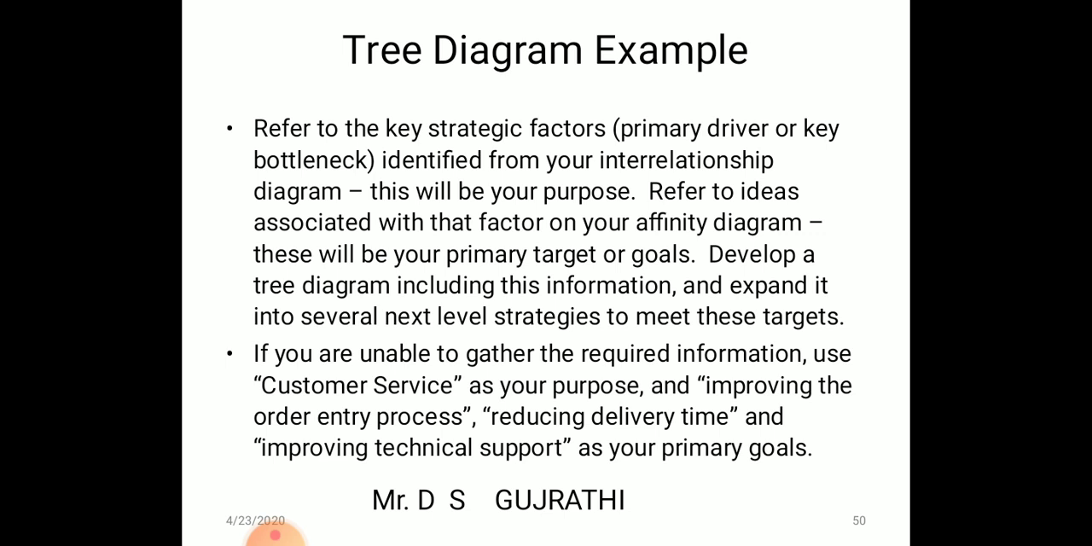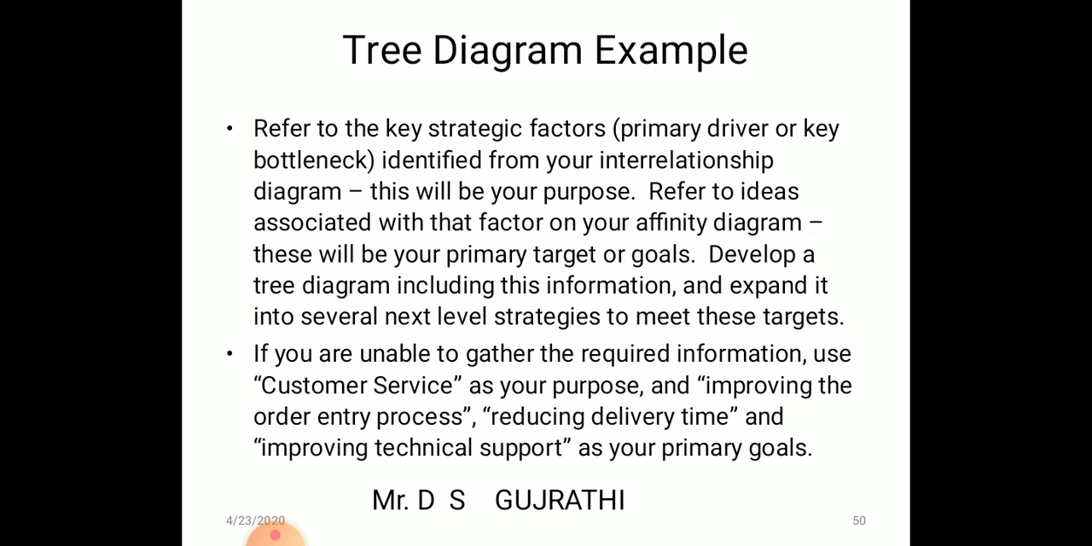Now another example is given here. So customer service is our main purpose. So how we will achieve that? Improving the order entry process. So order entry process is one goal that should be improved. Reducing the delivery time. Okay, you reduce the delivery time to the customer, so customer service will be increased. Improve technical support. So these are the second level goals. And then again, improving the order entry process. How you will improve the order entry process? You can add up more employees so that it will be convenient. So adding up or recruiting more employees is our tertiary task or strategy.